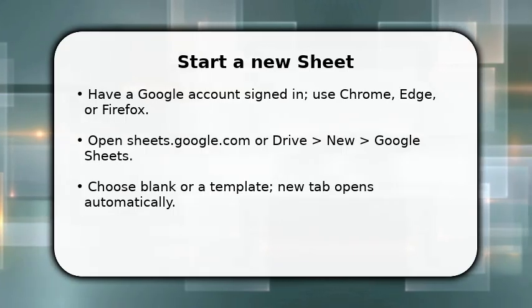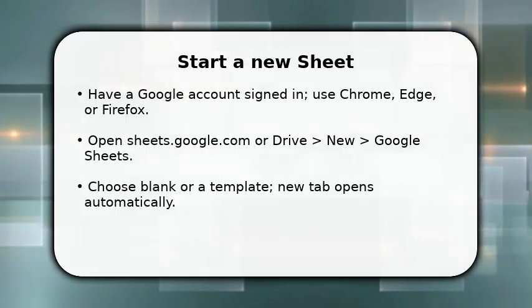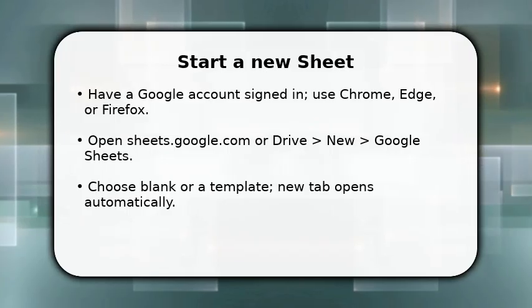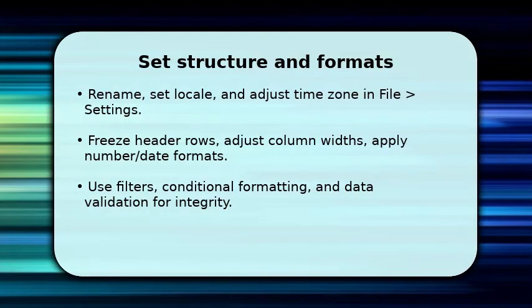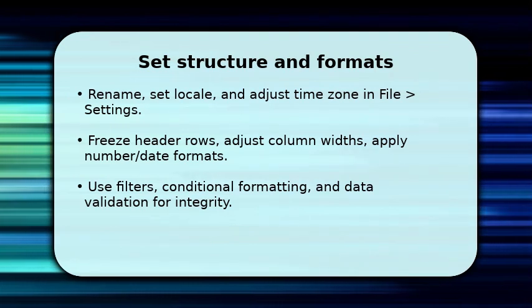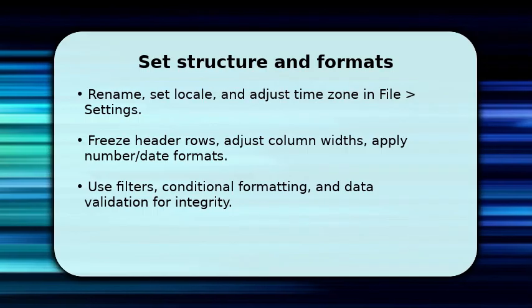As you begin, check the top menu, File, Edit, View, so you know where tools live before adding data. Now structure the sheet. First, rename the file and set locale and time zone via File settings so dates and currency behave correctly. Next, freeze one or two header rows using View, Freeze, then resize columns and apply number or date formats from the toolbar so values sort predictably.